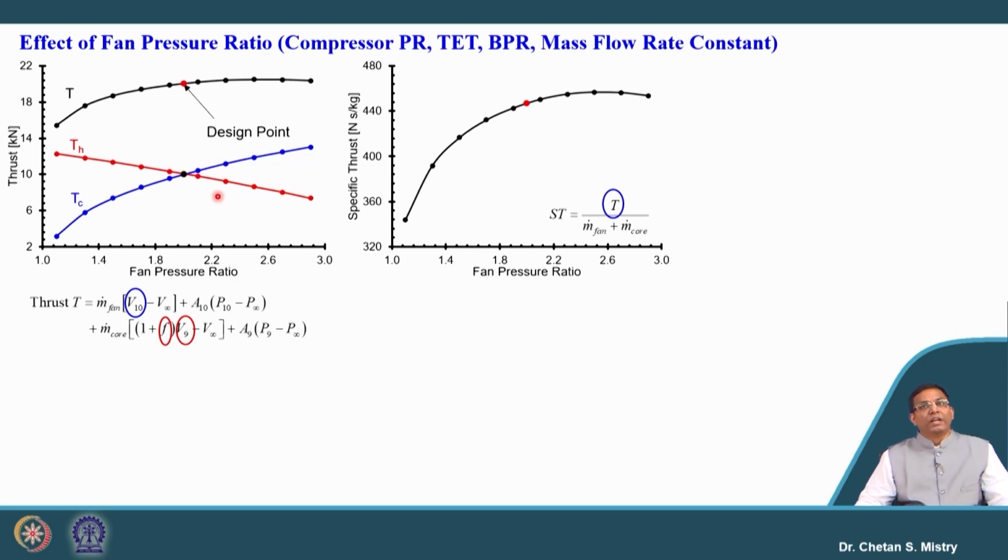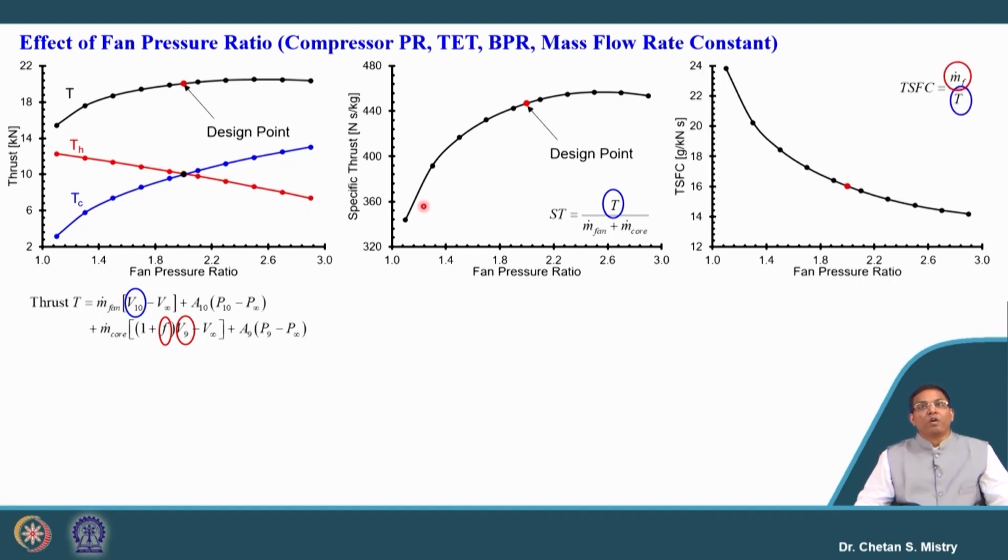Now, my specific thrust is represented as thrust divided by M fan plus M core, which is my inlet air. It is increasing with my fan pressure ratio. This represents my design point. If I move to a lower fan pressure ratio, the specific thrust is going to decrease.